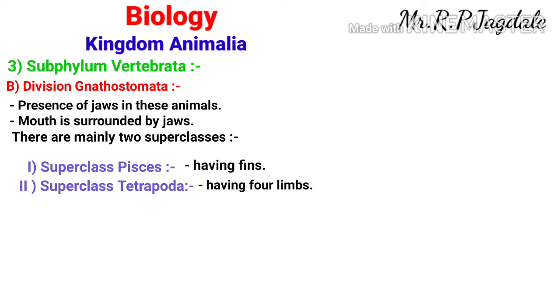So this is about the division Agnatostomata. We are going to see superclass Pisces and Tetrapoda. Again, in those superclasses there are some classes. In the Pisces there are two classes, and in the Tetrapoda there are four classes. We are going to see each and every class separately. So in the next lecture we will start with the superclass Pisces. Okay, thank you.